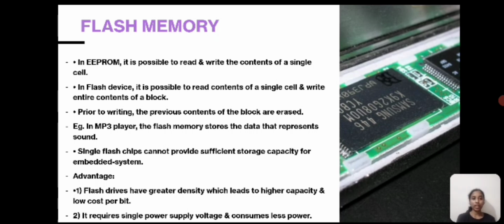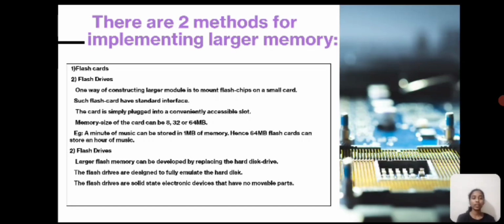Single flash chips cannot provide sufficient storage capacity for embedded systems. The advantages of flash memory are that flash drives have greater density, which leads to higher capacity and low cost per bit. It requires a single power supply voltage and consumes less power. There are two methods for implementing larger memory. The first one is flash cards and the second one is flash drives.